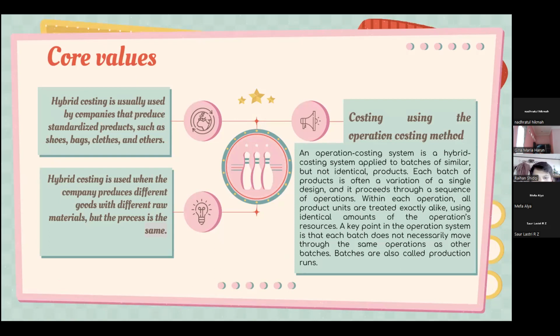An operation costing system is a hybrid costing system applied to batches of similar but not identical products. Each batch of products is often a variation of a single design, and it proceeds through a sequence of operations. Within each operation, all product units are treated exactly alike, using identical amounts of the operation resources. A key point in the operation system is that each batch doesn't necessarily move through the same operations as other batches. Batches are also called production runs.